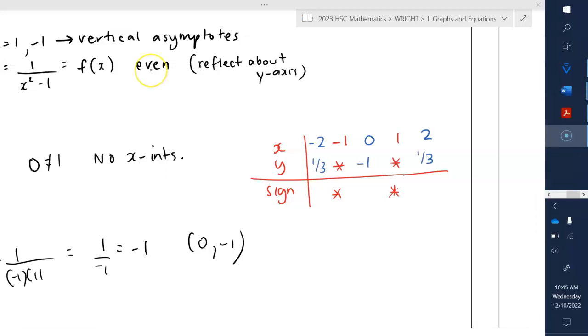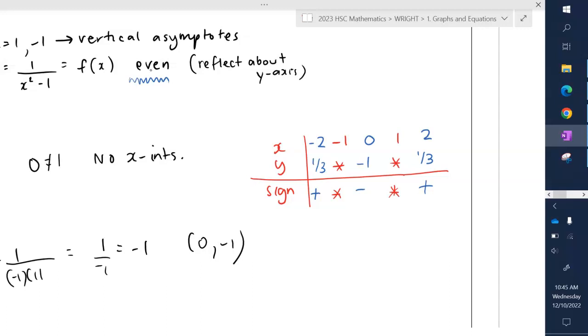Okay, so I'll pop the values in here. When we popped minus 2 in, we got 1/3 out, which is positive, so our sign is positive. At 0, I got minus 1, which is negative, and at 2, I got 1/3, which is positive. And what you will notice is for minus 2 and 2 for x, we get the same y value, which is what we would expect because we have an even function. So we would expect it to mirror itself around the y-axis.